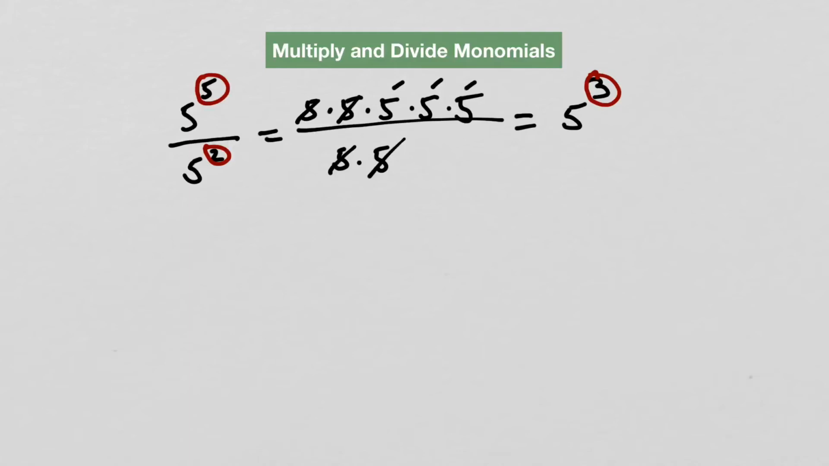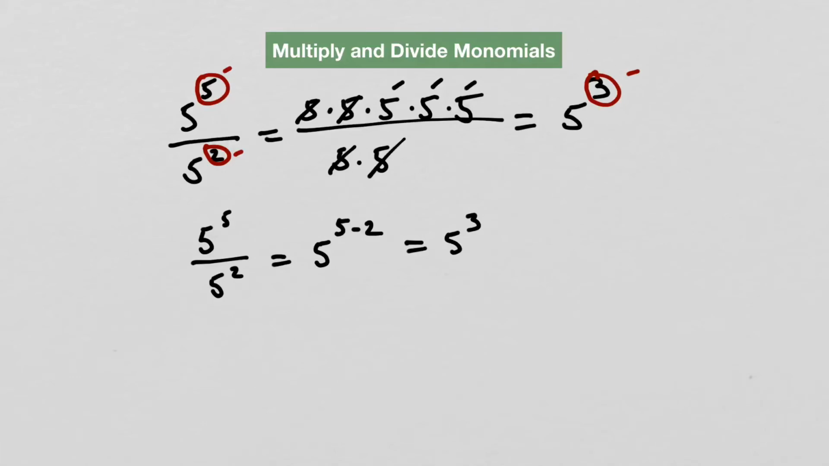Hopefully you see it. And what we find is that 5 right here minus the 2 gives us the 3. Okay, so in other words, 5 to the 5th power over 5 to the 2nd power is equal to 5 to the 5 minus 2. And that is equal to 5 to the 3rd power.